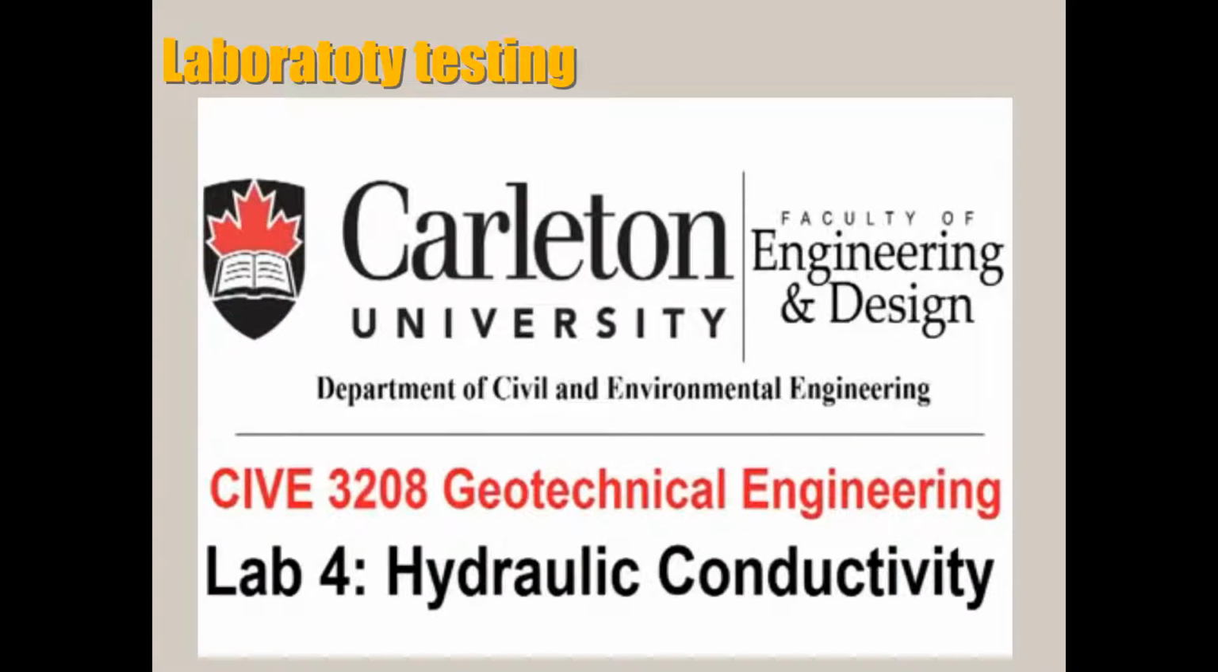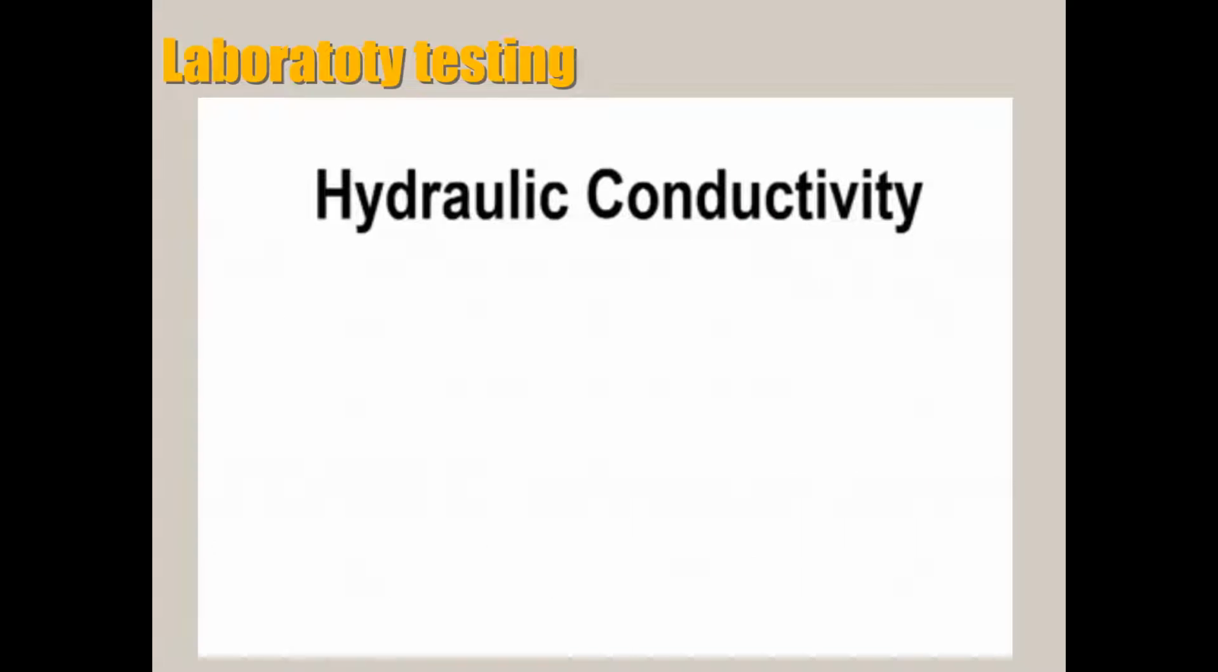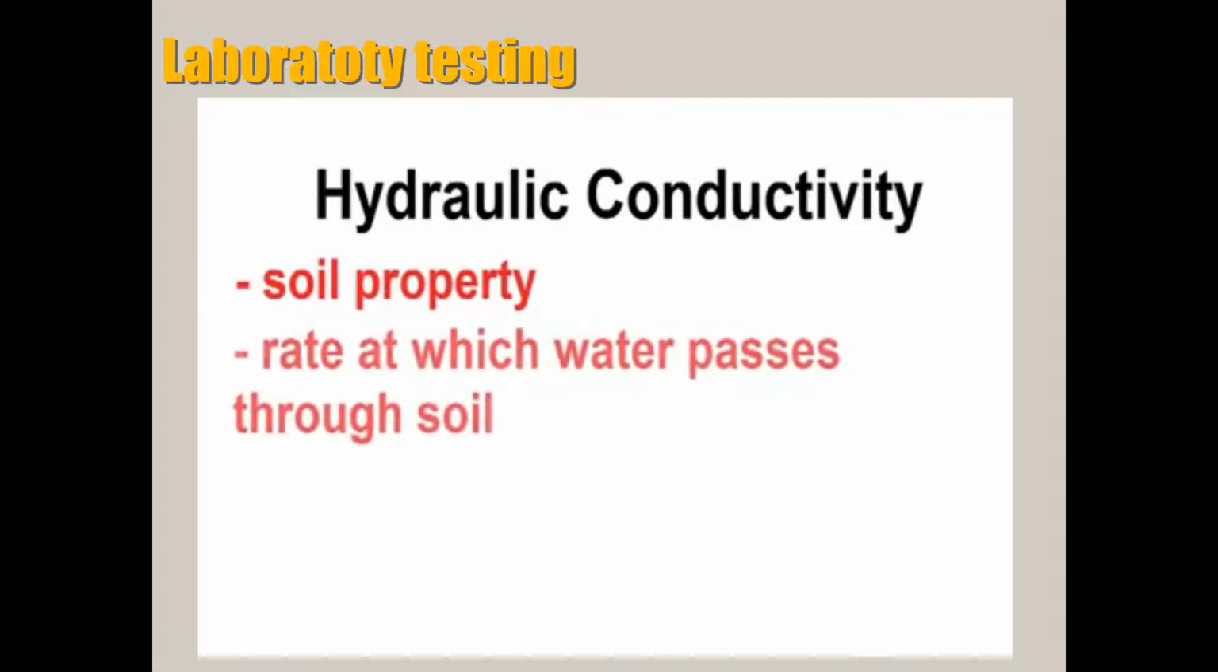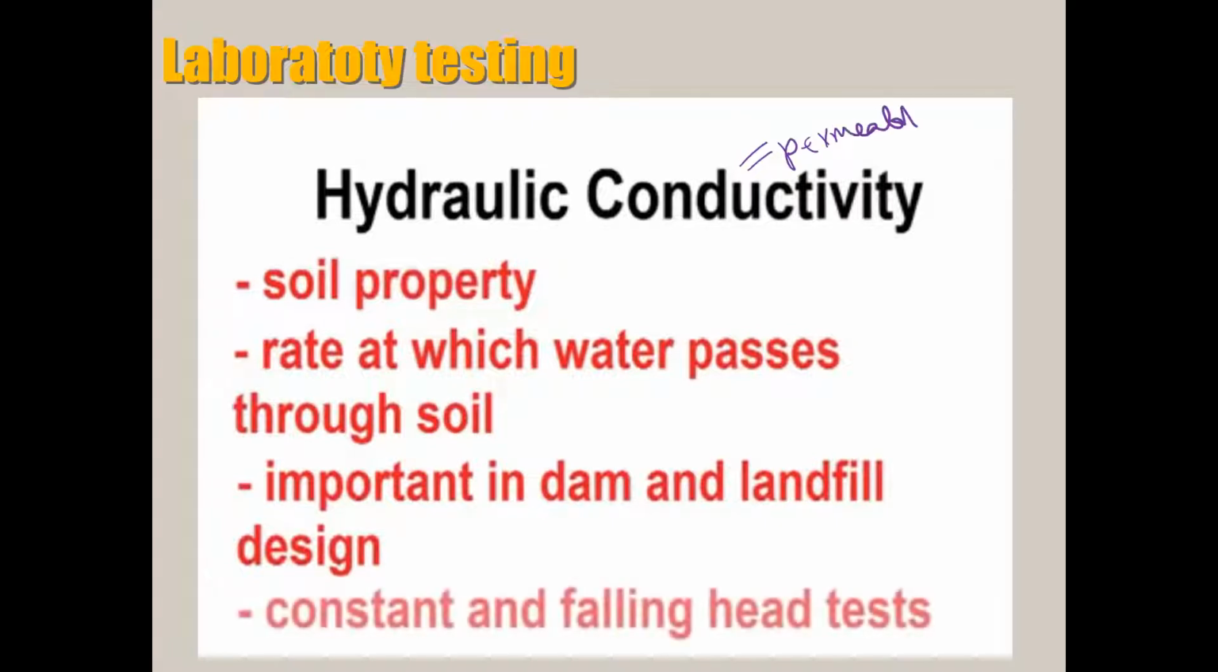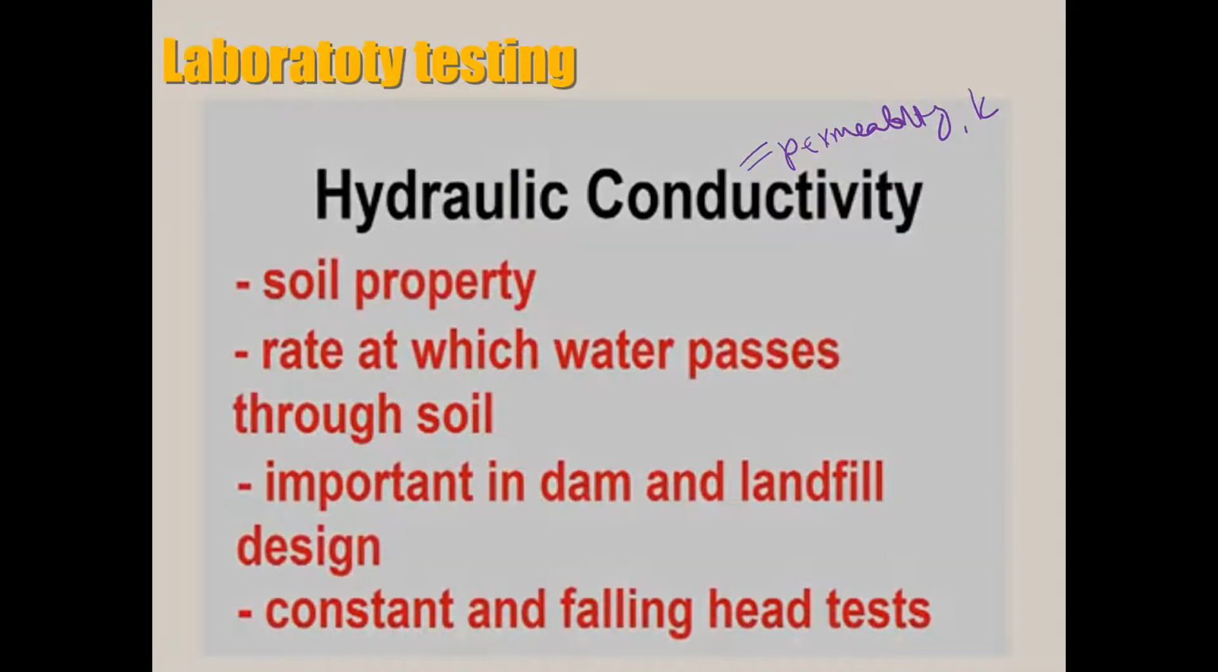This is a tutorial for the Hydraulic Conductivity Lab of the Geotechnical Engineering course Civ E 3208. The purpose of this lab is to determine the hydraulic conductivity of a soil sample. Hydraulic conductivity is a property of the soil which determines the rate water will pass through it. It is important to be able to know how to measure hydraulic conductivity, as it is a factor in applications like dam and landfill design. There are two types of hydraulic conductivity tests: the constant head test for coarse-grained soil like sand and gravel, and the falling head test for fine-grained soil like silt and clay.